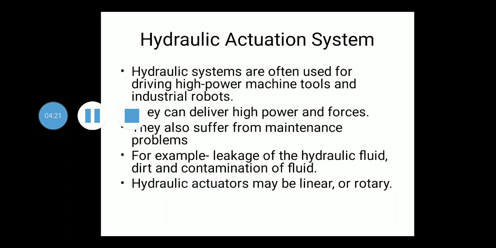Okay, so now let's start with the hydraulic actuation system. Hydraulic systems are often used for driving high power machine tools and industrial robots. They can deliver high power and forces. They also suffer from maintenance problems, right? Because of the liquid and fluids, mostly we have problems with maintenance.